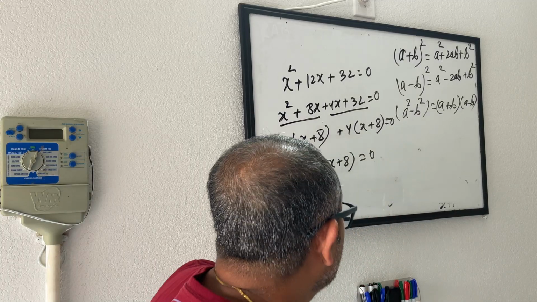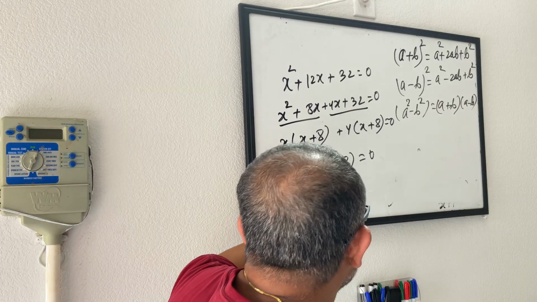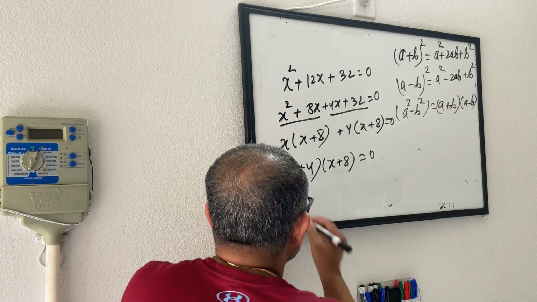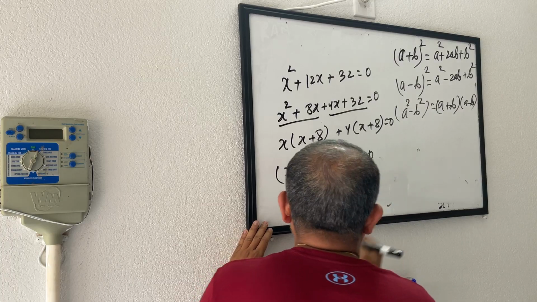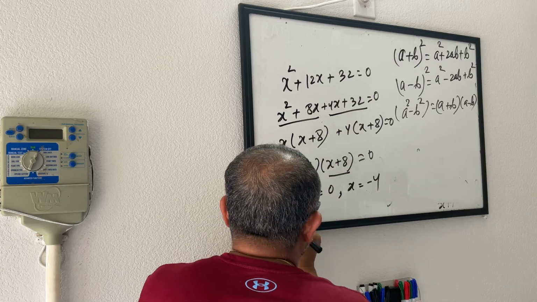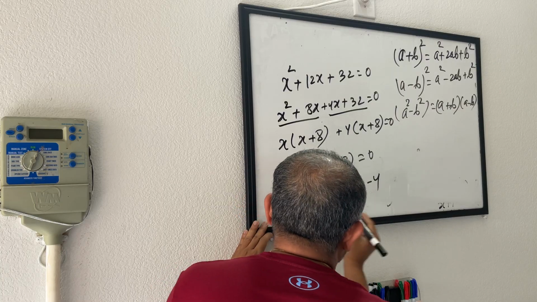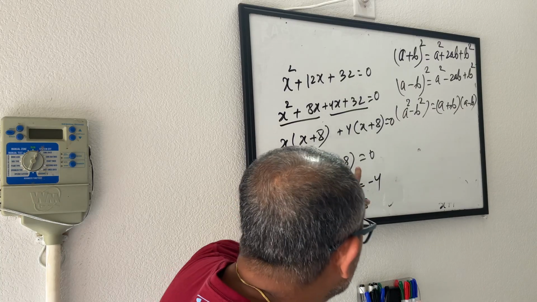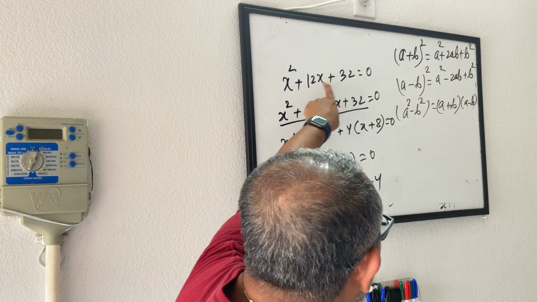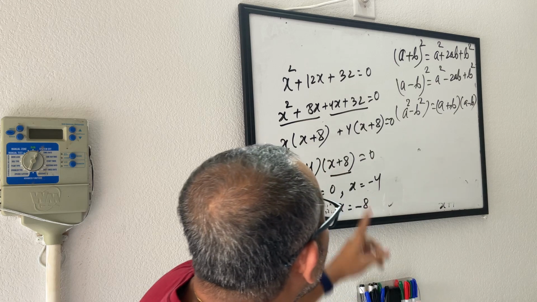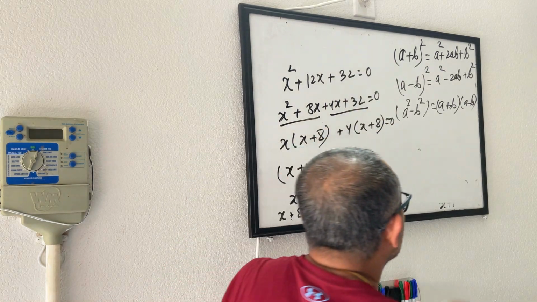What did I get? Something into something equal to 0. Meaning either this is 0 or this is 0. When x plus 4 is 0, I got x equal to minus 4. When x plus 8 is 0, that means x equal to minus 8, since the 8 goes to the other side. So we got two solutions for x. Was this a perfect square like this? No, it was not. We found another method.